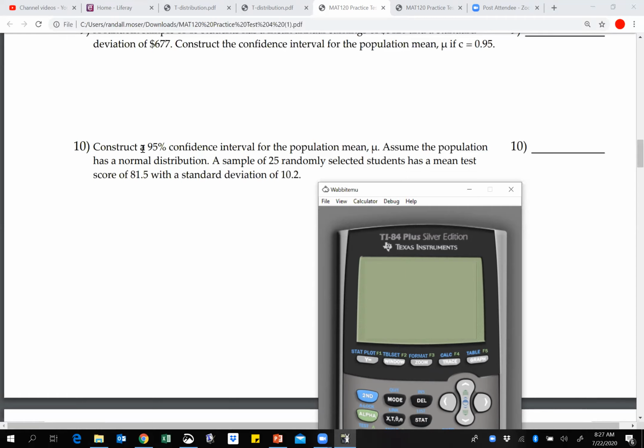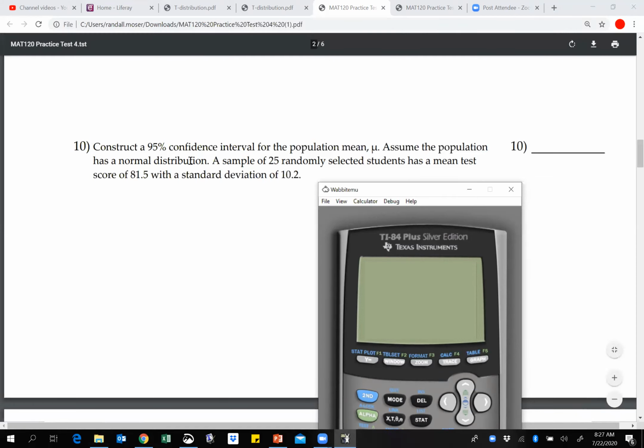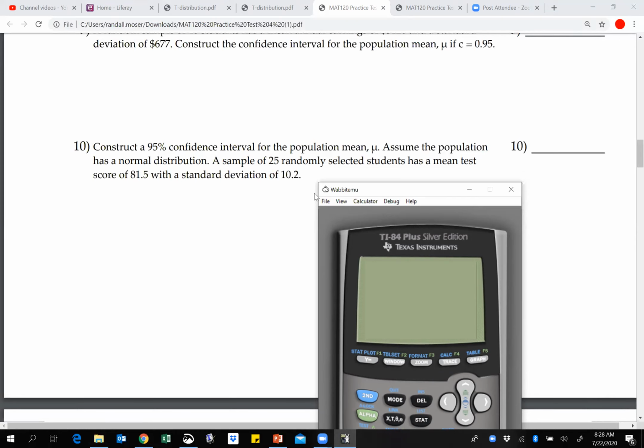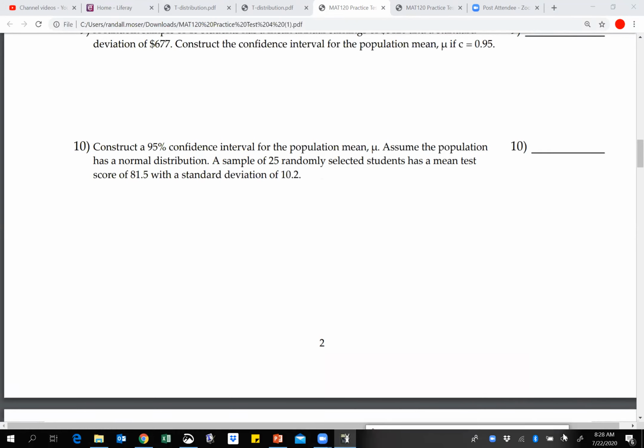So in number 10, they say construct a 95% confidence interval for the population mean mu. Assume the population is normally distributed. It says we have a sample of 25 randomly selected students, with a mean test score of 81.5 and a standard deviation of 10.2. The first thing I would do on this one is try to write out the information you have, try to organize it.